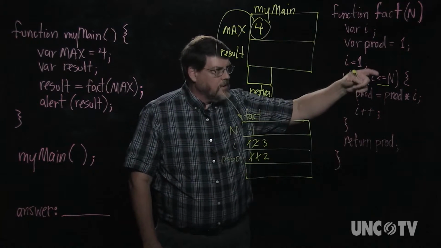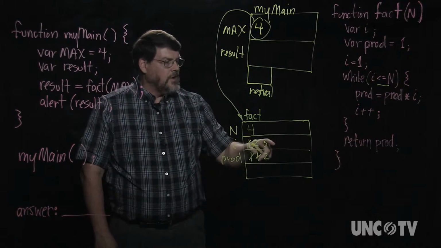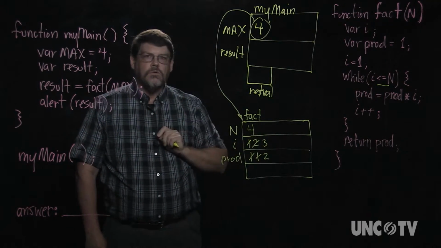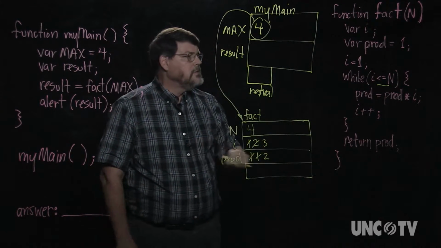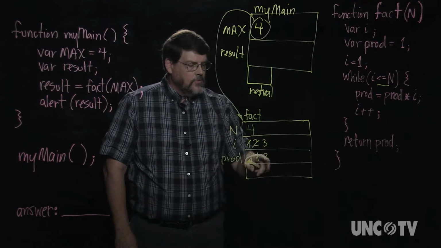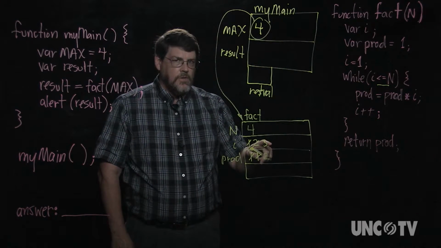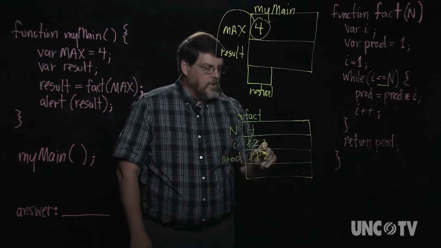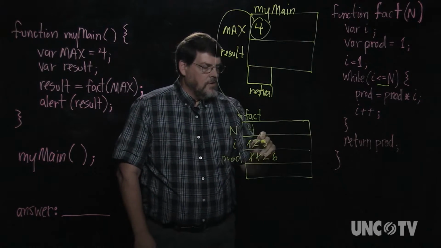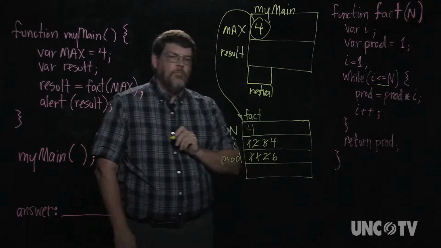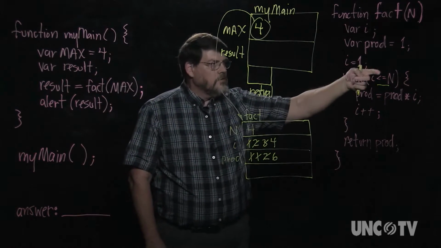Go back up here and ask the question again. Is I, which is 3, less than or equal to 4? Yes, it is. So I'm going to do the body yet again. Go to prod, 2, multiply it by I, 3, that's a 6. Put the result back into prod. Increment the value of I. Go back and ask the question again.